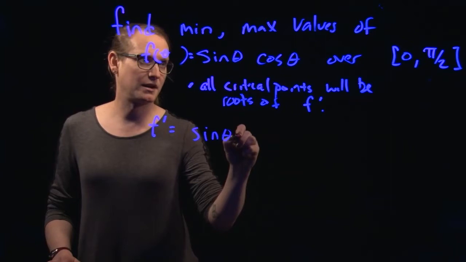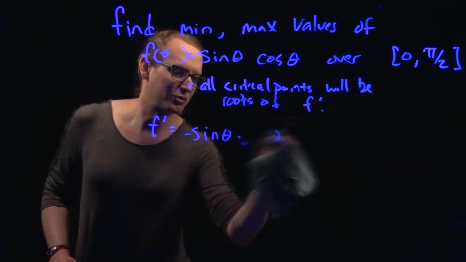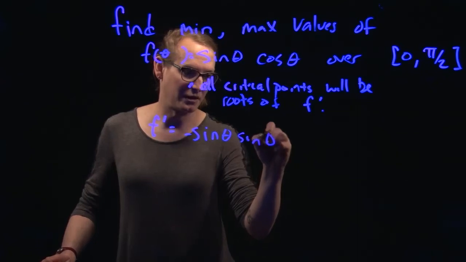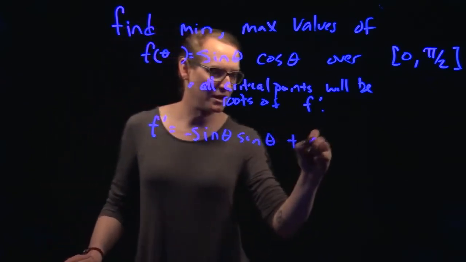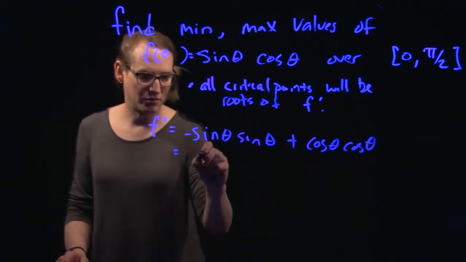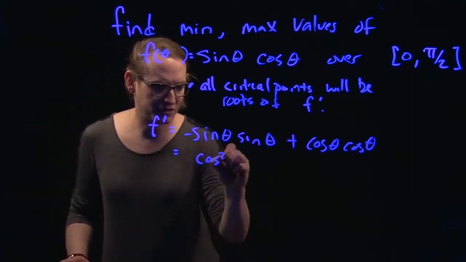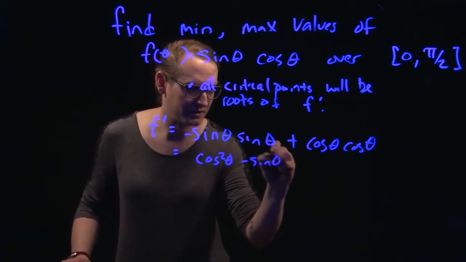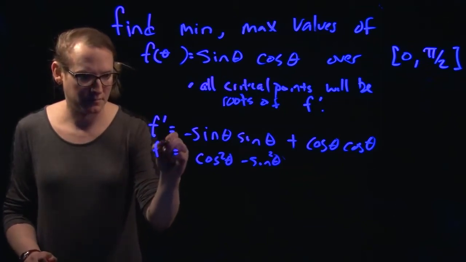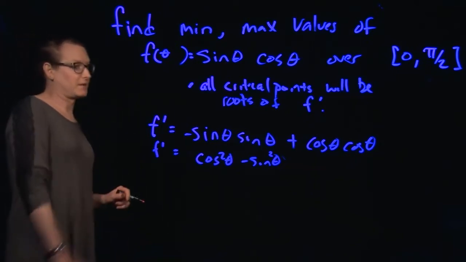sine of theta times minus cosine of, nope, come on brain. The derivative of cosine is negative sine, there we go, plus cosine theta times cosine theta is equal to cosine. I'm going to move the term that's negative to be in the back. It's going to be cosine squared theta minus sine squared theta. So that's f prime. And the critical points are places, theta values, where this thing vanishes.